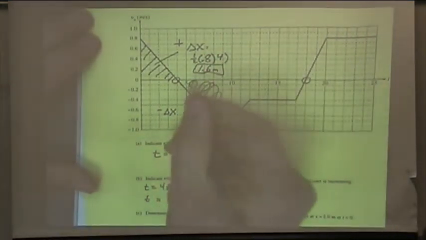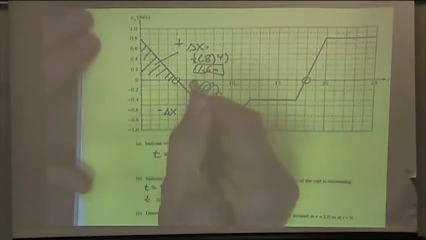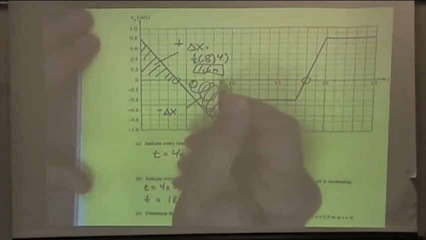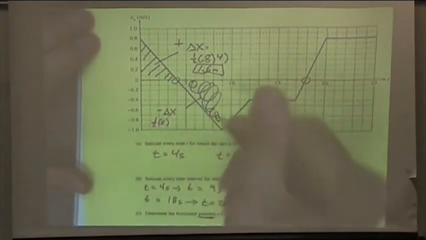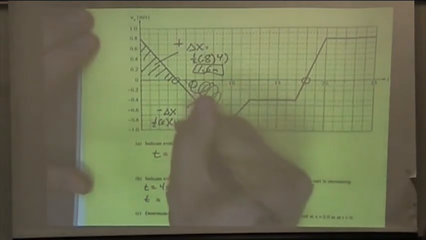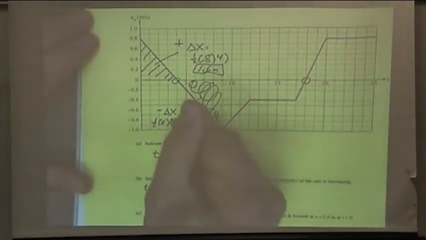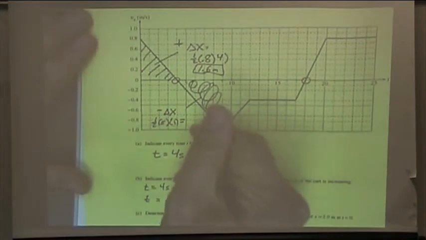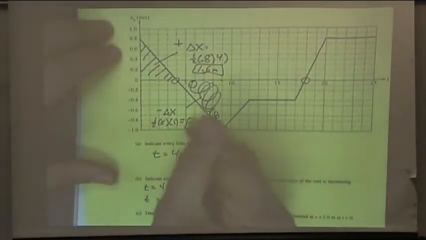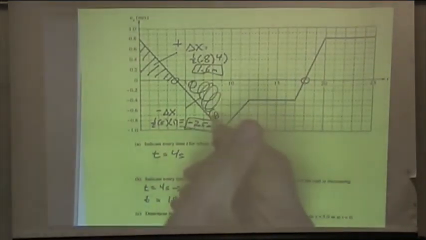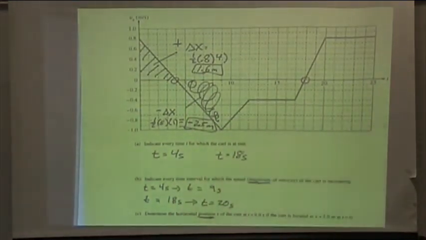And then over here, we've got a base of 1, 2, 3, 4, 5. 1/2 times 5. And then the height is 1. So this is going to be a displacement of negative 2.5 meters. We're below the axis here, so this has been a negative velocity, so you're going to have a displacement in the negative direction.